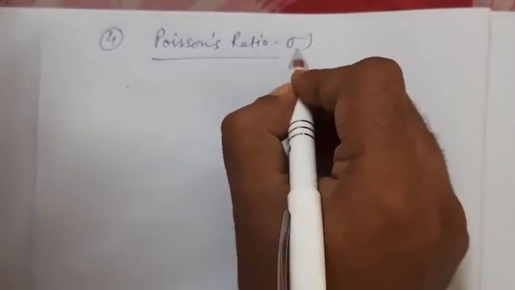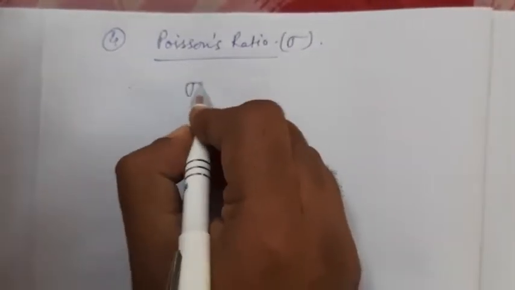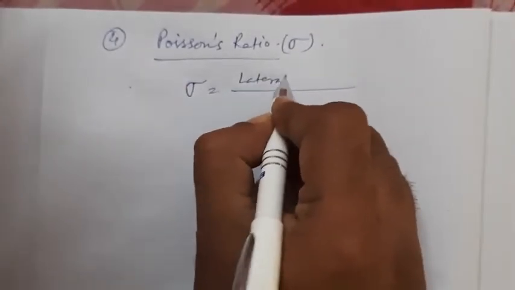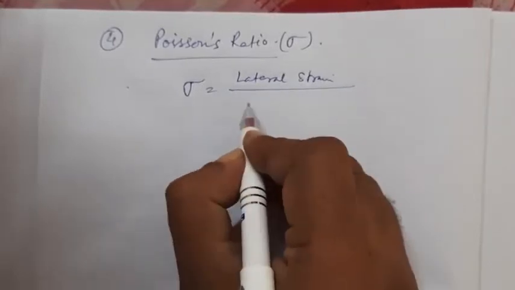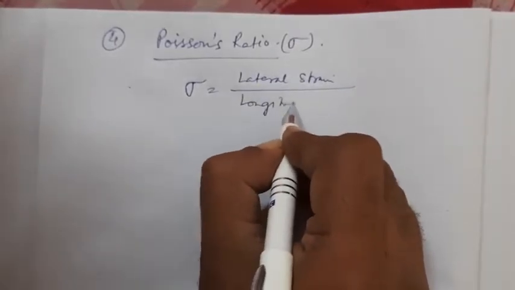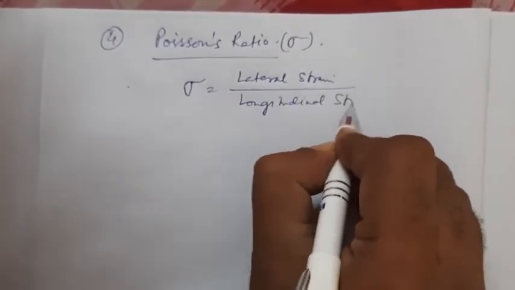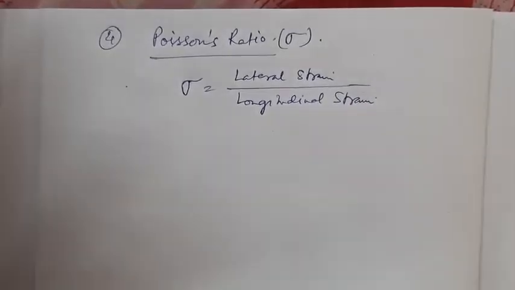Poisson ratio is denoted by the small sigma. So small sigma is equal to, we have to write as numerator, lateral strain by longitudinal strain. Lateral strain by longitudinal strain.